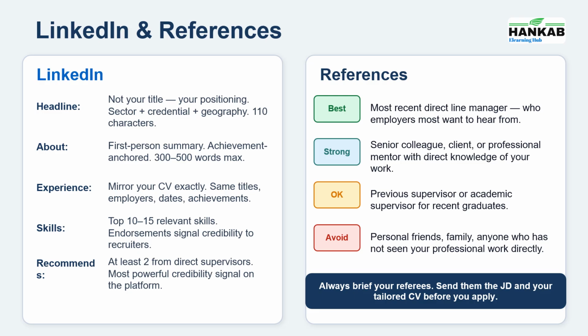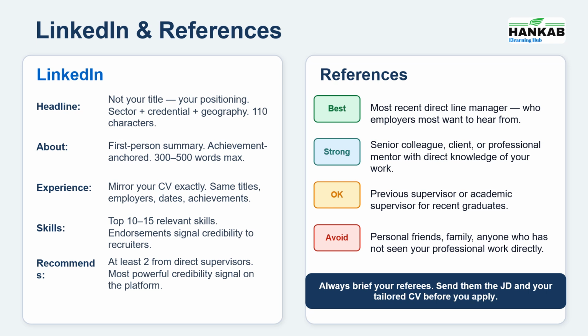If your CV says you were senior finance officer at an organization from 2019 to 2022, and your LinkedIn says finance associate from 2020 to 2021, you have a credibility problem. Discrepancies between your document and your profile are noticed. They raise questions about integrity that are very difficult to answer in an interview. The 5 LinkedIn sections that matter most are on this slide.